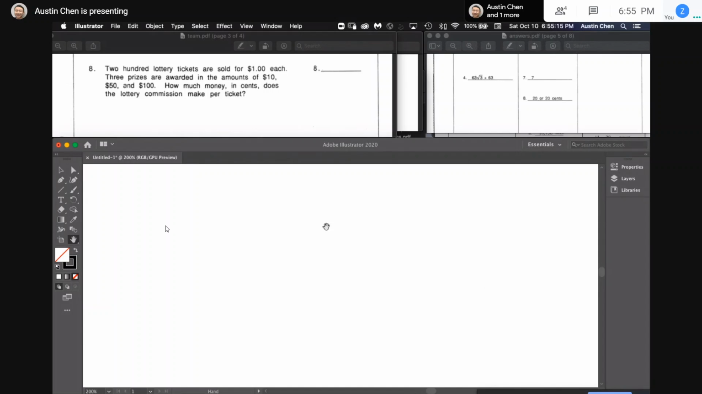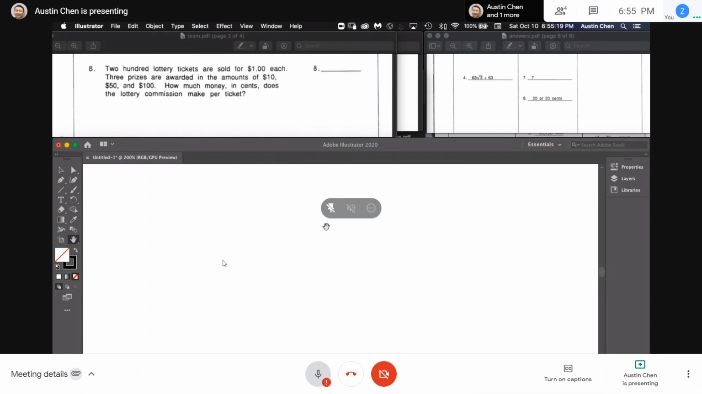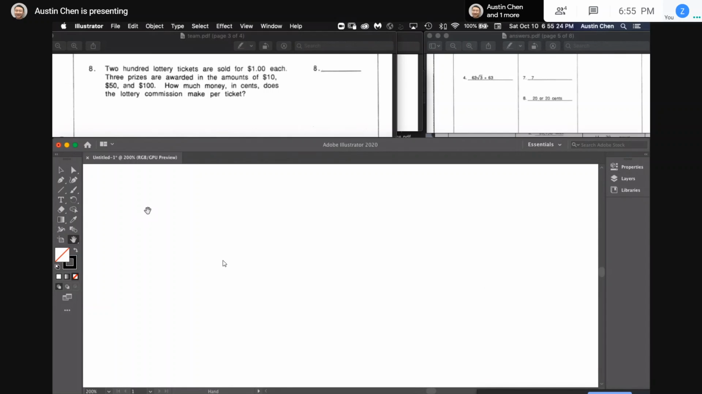All right. So what we can do is we can just find the total amount of money that the lottery made, and then we divide it by 200 lottery tickets, which is the number of tickets that they sold, and that would let us know the amount of money the lottery made per ticket.